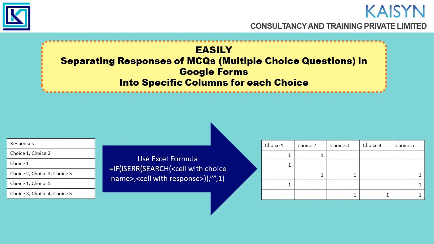So that's it, guys. I hope this formula proves useful for all of you wherever you're trying to separate out your multiple choice questions from Google Forms into separate columns. It's an easy 2-click process. You just need to understand the formula. If you have any problems in using the formula, do reach out, do comment, and I'll try to get back to you guys.